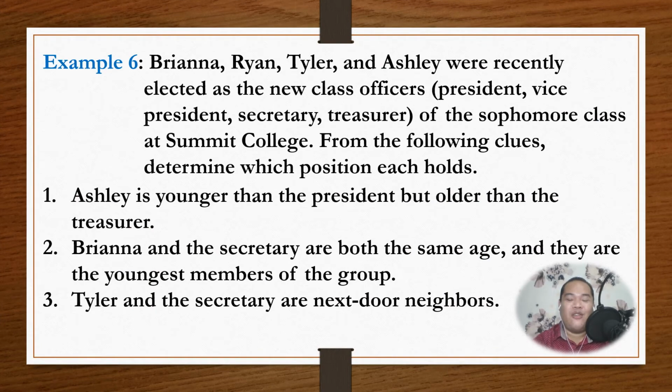How about you try solving this simple problem using the hints given? Brianna, Ryan, Tyler, and Ashley were recently elected as new class officers, president, vice president, secretary, and treasurer of the sophomore class of Summit College. From the following clues, determine which position each holds. Here are the hints. Ashley is younger than the president but older than the treasurer. Brianna and the secretary are both the same age, and they are the youngest members of the group. Then the third one: Tyler and the secretary are next door neighbors.